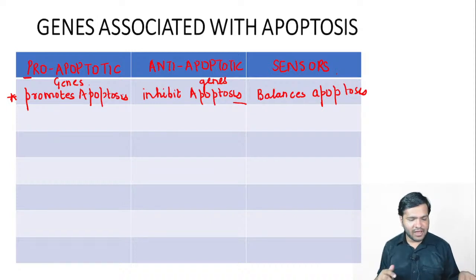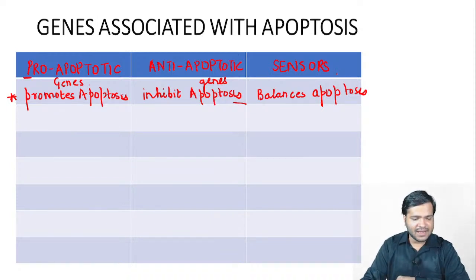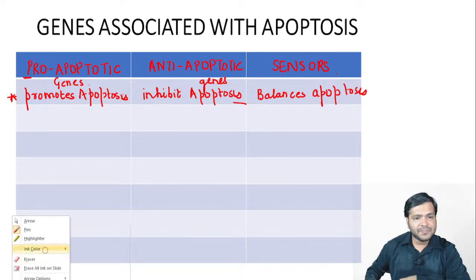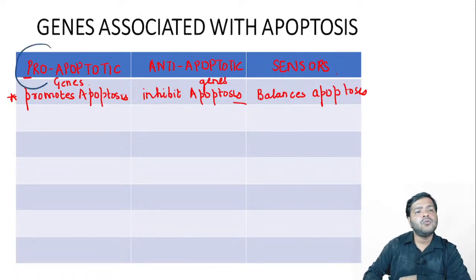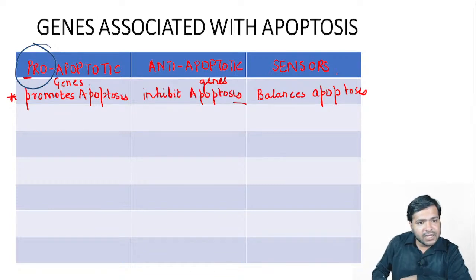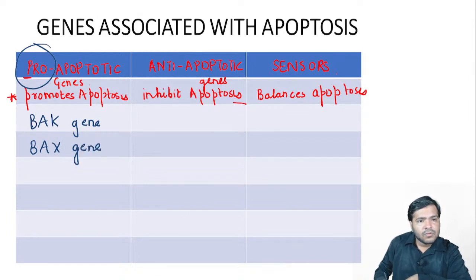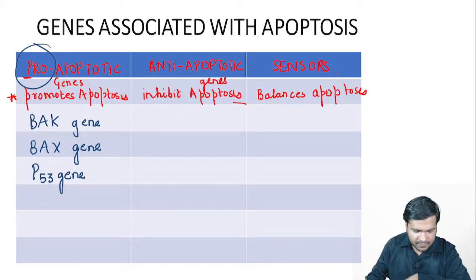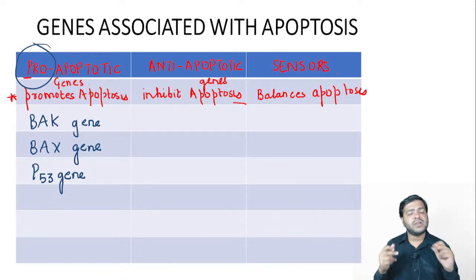So now you have already mentioned it. I will try to mention it in my table as well. So the very first one, guys: whenever we are talking about the pro-apoptotic genes, we write down the BAK gene, BAX gene, then we have the P53 gene. So these are the three genes which are promoting apoptosis.